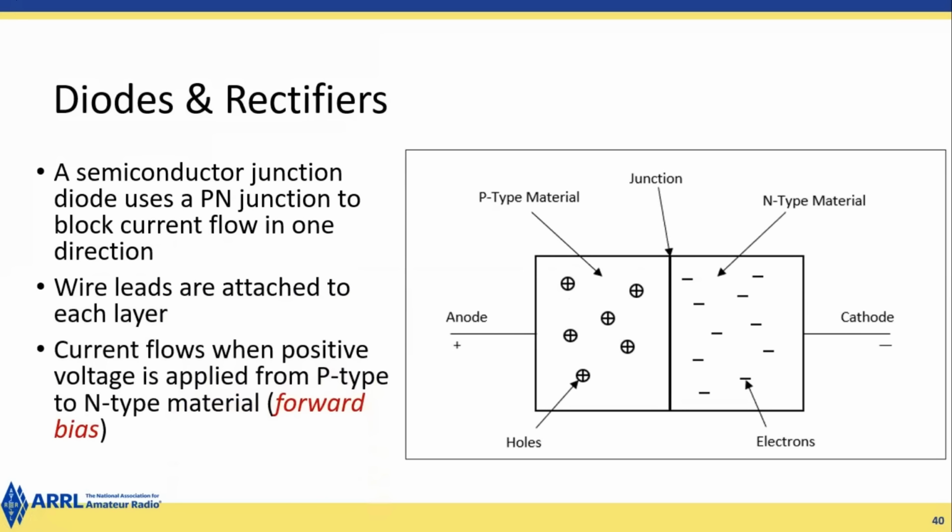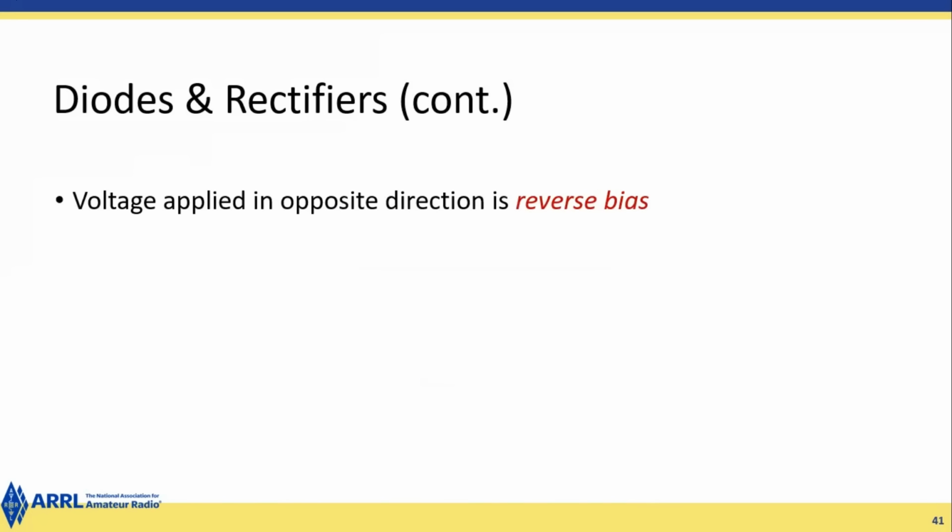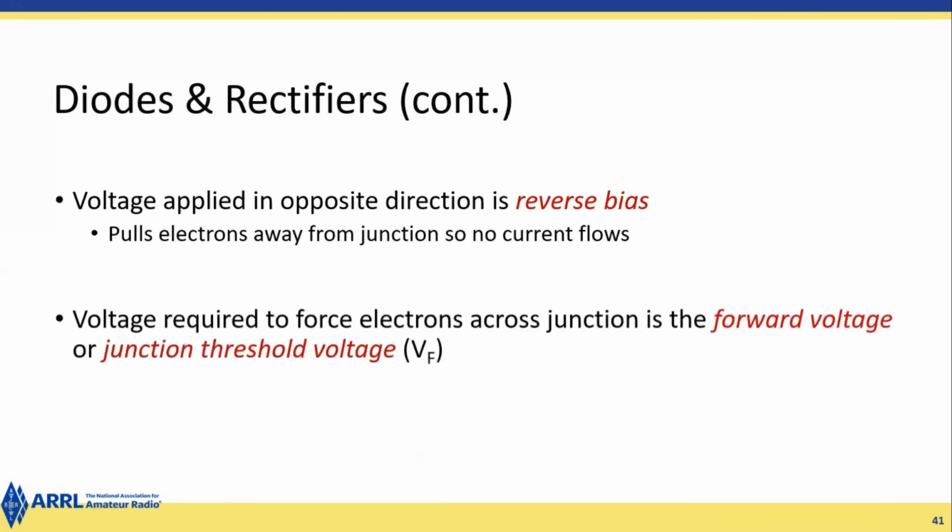Current flows when positive voltage is applied from the P-type to N-type material. That's called forward bias. And if I hook the power up backwards, it's not going to flow. Voltage applied in the opposite direction is called reverse bias. It pulls electrons away from the junction so no current can flow across the junction.